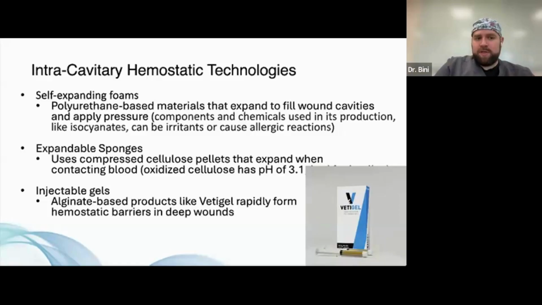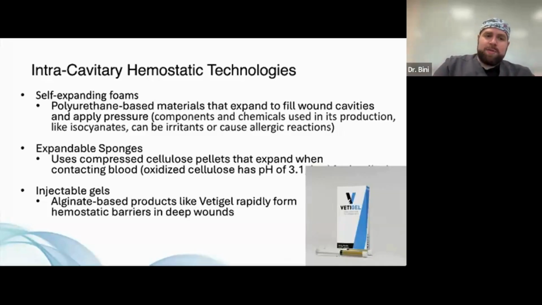And then you have expandable sponges, right? Those are using cellulose. When it contacts blood, it expands, but the problem with this is that 16 to 24% of the content of these is oxidized cellulose, and that has a pH of 3.1. It's not ideal for wound healing or for healing of that bleeding site. So these have been going around for a while, but in reality, if you ask me, it's less than ideal.